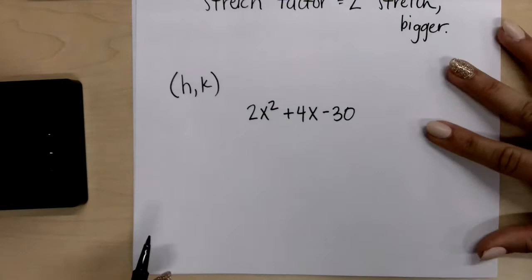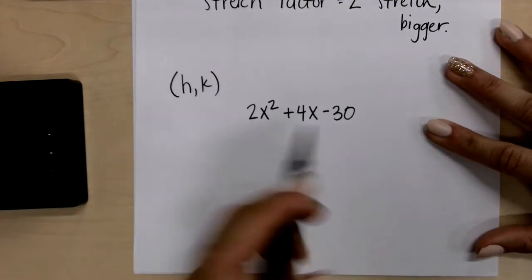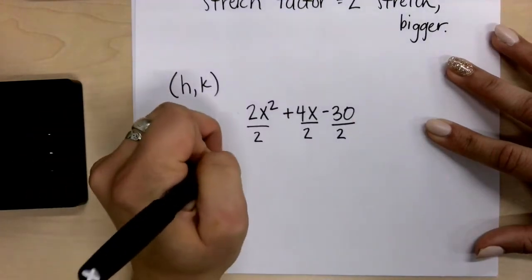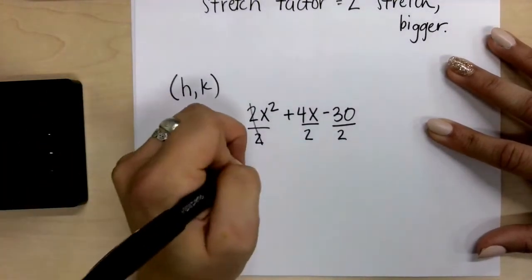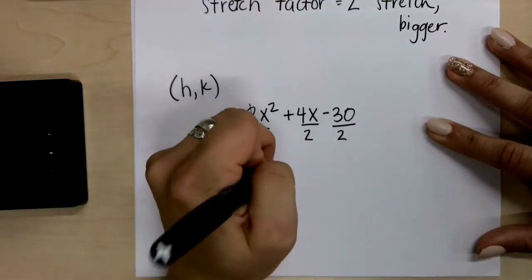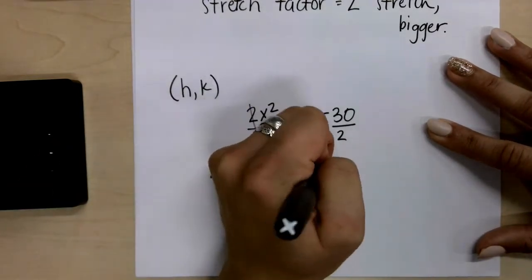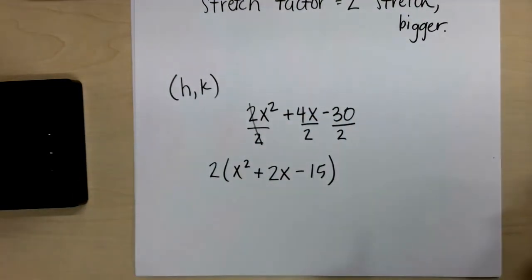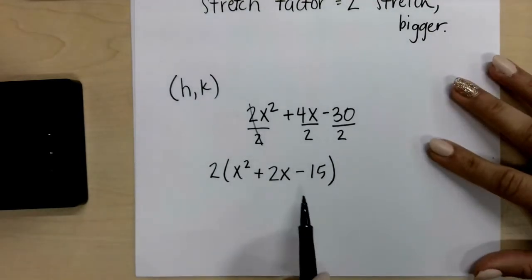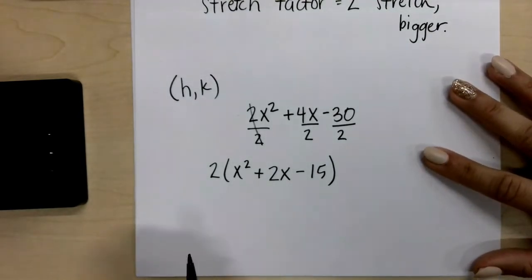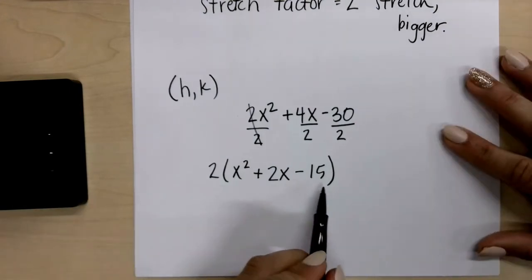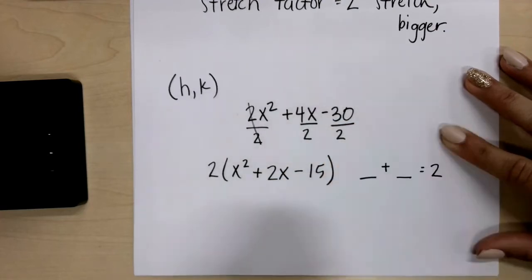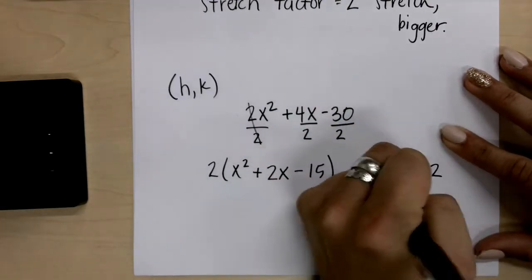So the first thing I have to do is factor out our GCF, which is a 2. So I'm going to divide each of these by 2. So now I end up with 2 times x squared plus 2x minus 15, because I divided each of these by 2. Now I'm not done quite yet. I need to factor this part here into a binomial. So I am looking for factors that add to 2 and multiply to -15.